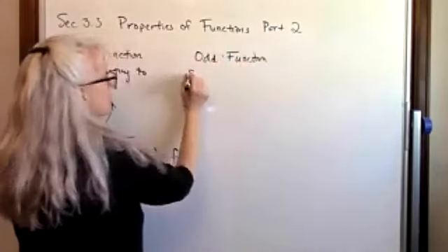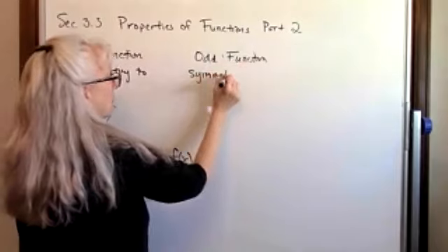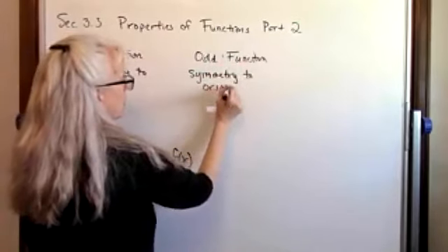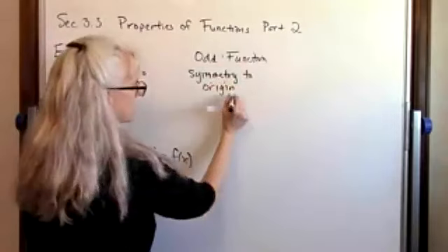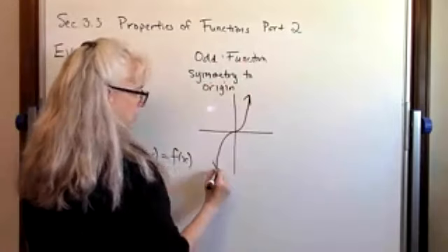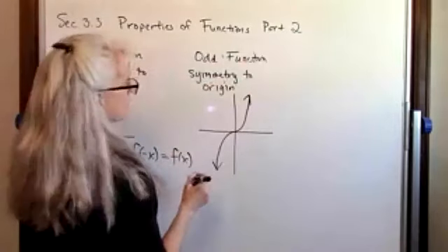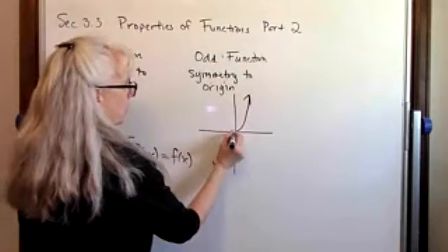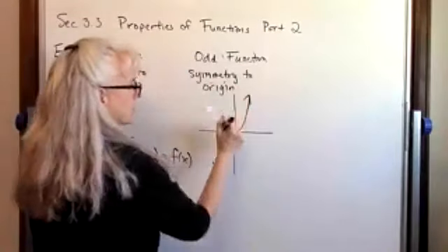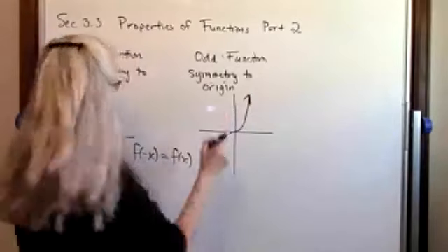So an odd function has symmetry to the origin. We're going to see it is a cubic function, and we'll establish this picture pretty much on our next lecture from section 3.4. So this is symmetry to the origin. If you fold it across one axis and then fold it across the other axis, sure enough, it folds onto itself. So symmetry to the origin.